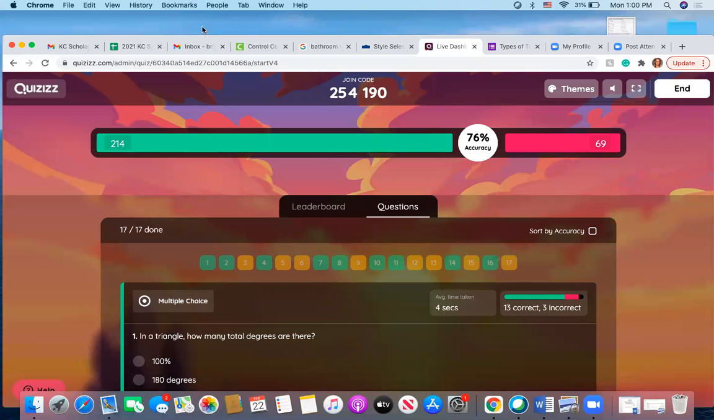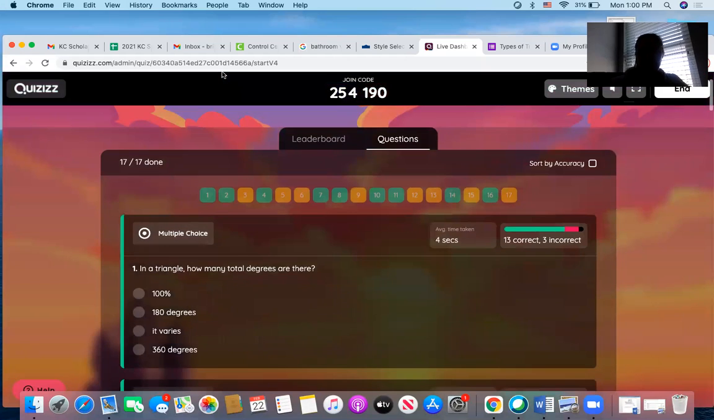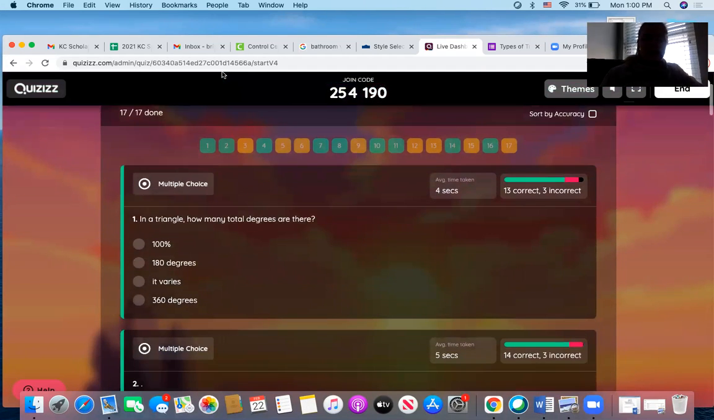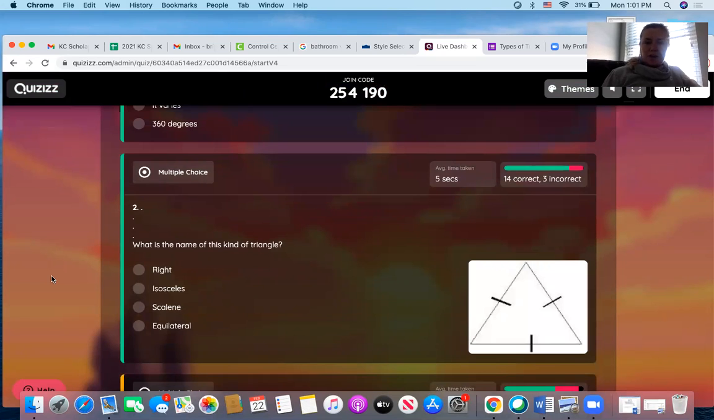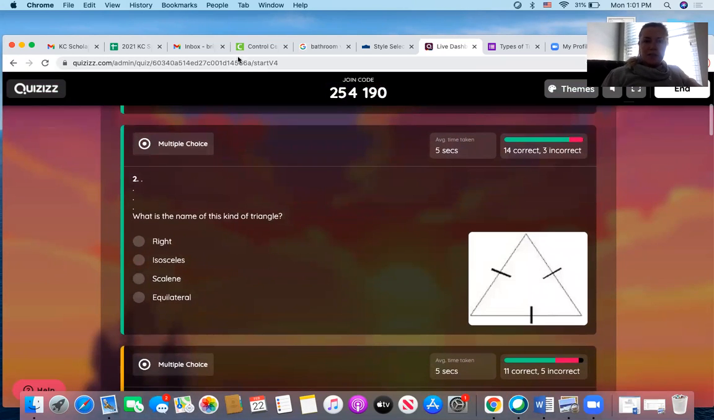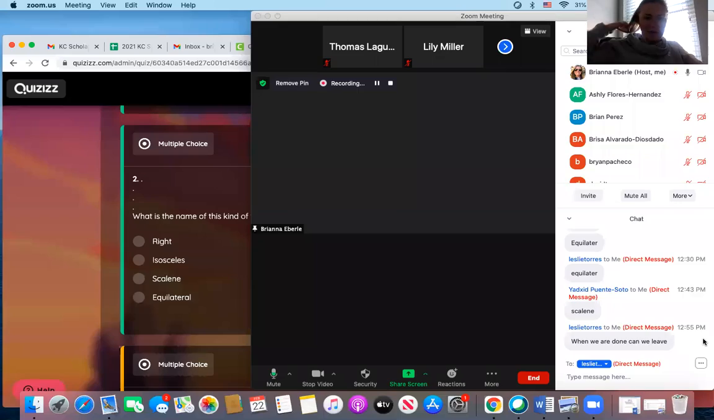So we are going to go over this very briefly, and then you'll take a knowledge check. So how many degrees are in a triangle? 180. What is the name of this triangle in the picture? It's an equilateral. Oh wait, did I stop screen sharing? Oh, now I stopped. Oh my goodness, hang on. Sorry, I got nervous that I was talking to myself here for a second.